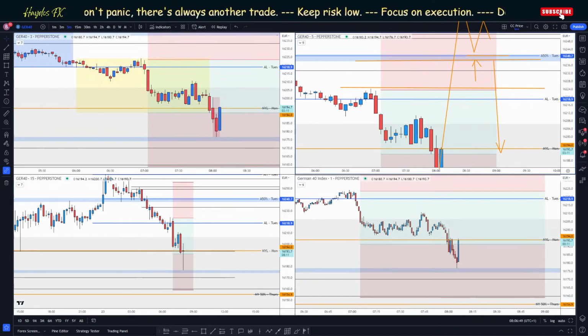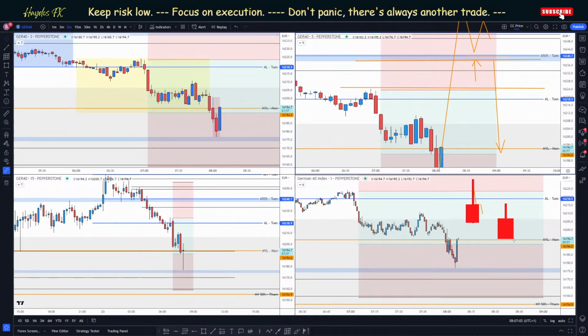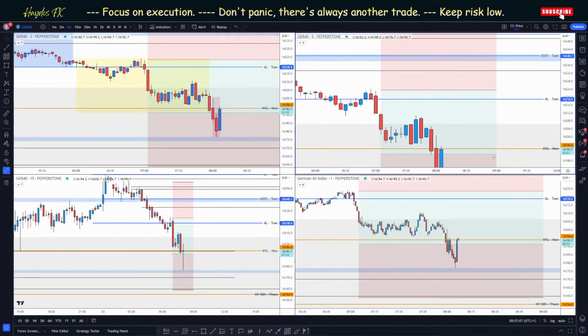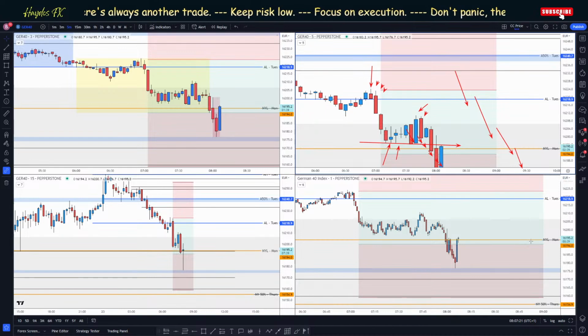Confirmations is wicks being left behind. Like, I'll draw it properly. Because if we're getting wicks being filled from the bottom end, then the momentum's filling them. If we're getting wicks left behind above, then the momentum's to the downside. So you look for supports to break.